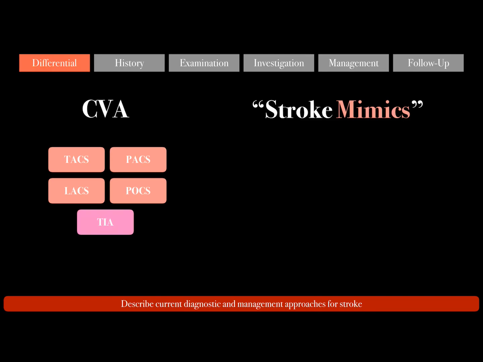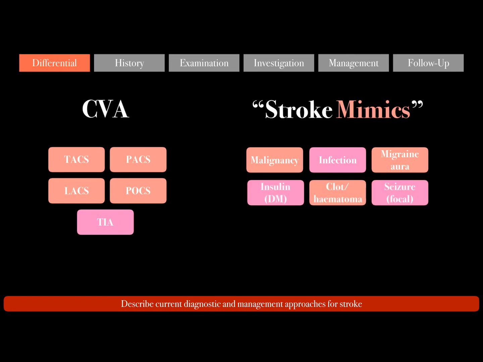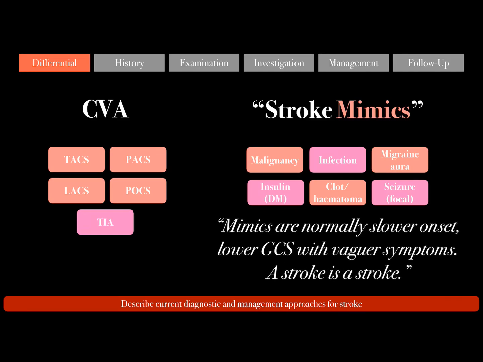So the way to remember stroke mimics is the mnemonic MIMICS. M, malignancy. I, infection. M, migraine aura. I, insulin, having a hypo. C, clot, hematoma. And then S is a focal seizure.